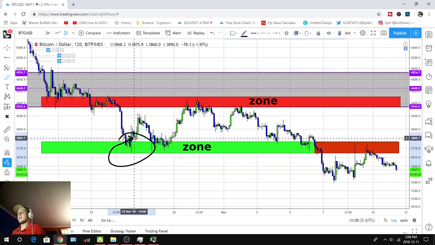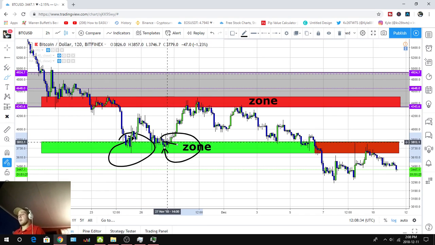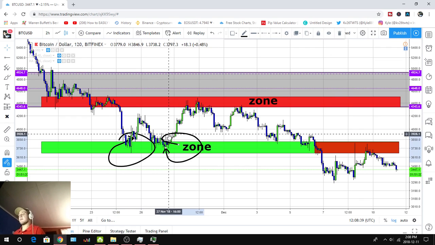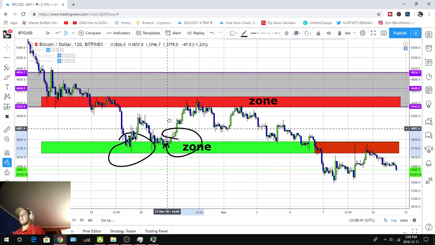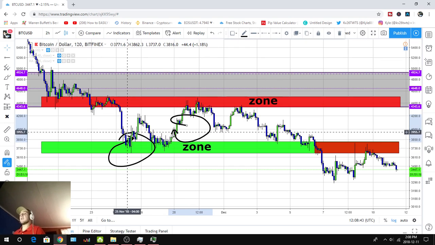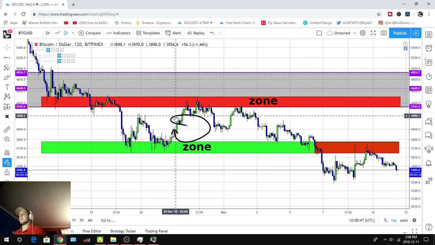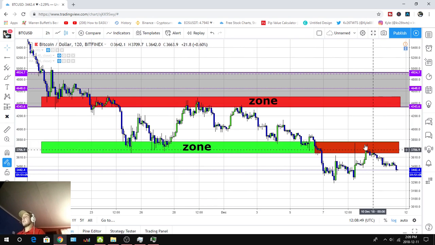That zone was support, correct? Guess what it turned into? From support, we turned into resistance. At this very moment, we're in resistance. Now that's a resistance zone.